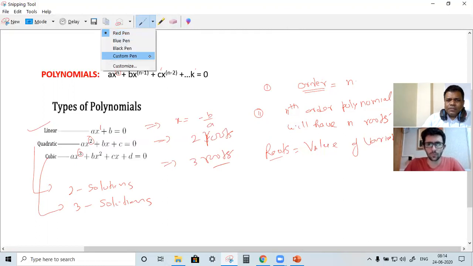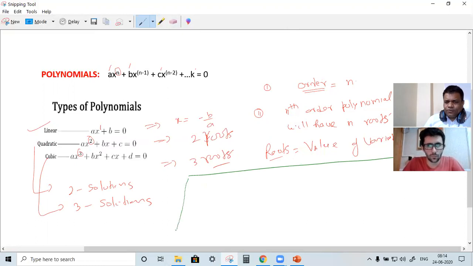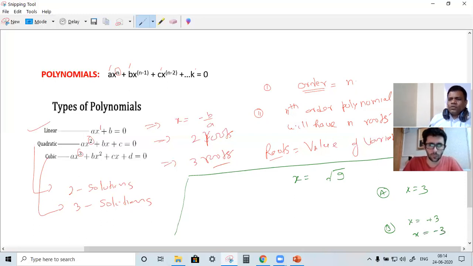I'm going to ask an extremely easy question. Why I'm asking: often I could see students get confused. X is equal to root 9. So can you tell me, I'm giving 2 options to you, A, B. Option A is x is equal to 3. Option B is x is equal to plus 3, x is equal to minus 3. Which option you're going to choose, A or B? A. Okay. I'm not revealing the answer. You might be right, might be wrong.